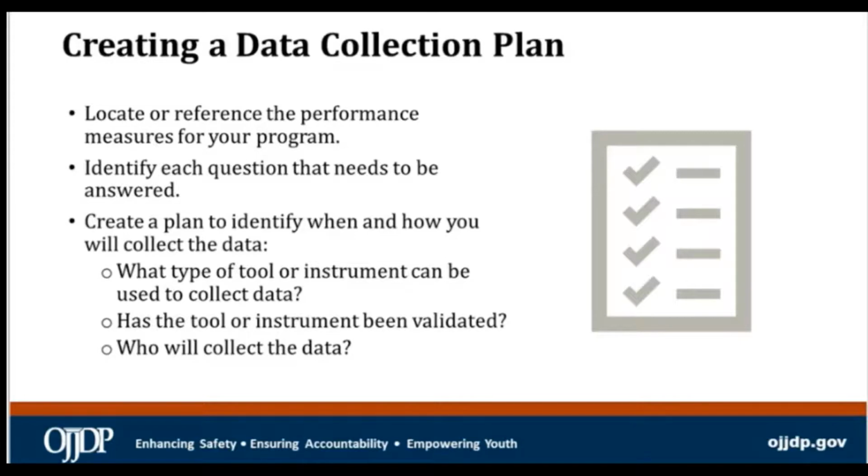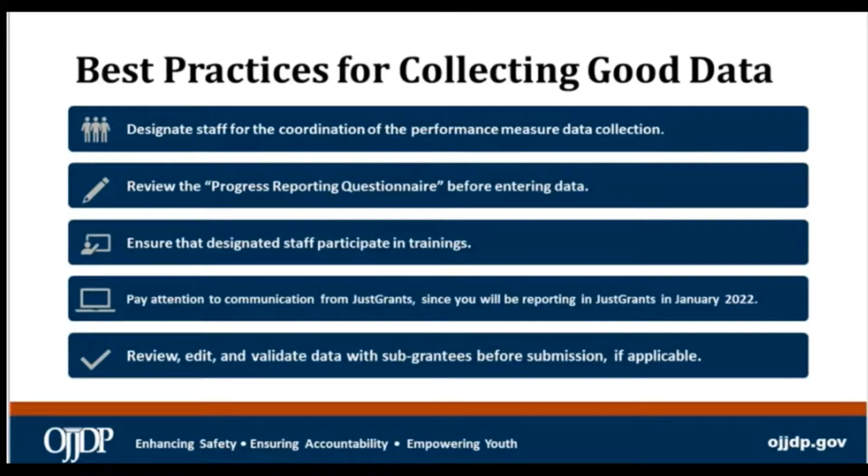There are several best practices you could implement when collecting data for the upcoming reporting cycle. You want to be proactive in your approach. You want to designate staff for the coordination of the performance measured data collection process. You want to review the progress reporting questionnaire before entering data. You want to ensure that designated staff participate in trainings. You want to pay attention to communication from Just Grants. And lastly, if applicable, you want to review, edit, and validate data with sub-grantees before submission.